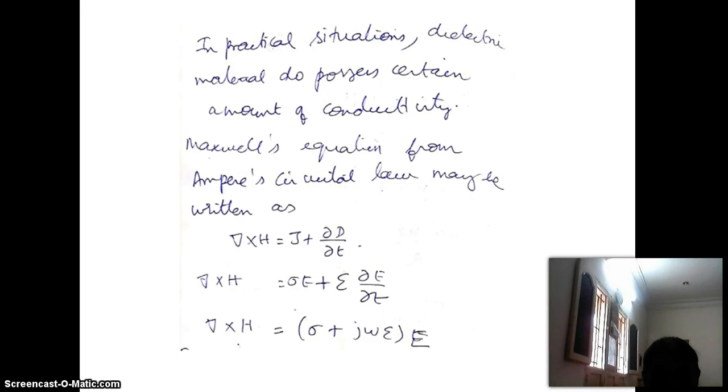As you know, J is equal to sigma into E, where sigma is the conductivity of the material and E is the applied electric field. And D is given by epsilon into E, where epsilon is the permittivity of the medium. So, we can write del cross H equal to sigma E plus epsilon into dou E by dou T. Representing in phasor form, dou by dou T can be written as j omega. So, we can write del cross H equal to sigma plus j omega epsilon into E.